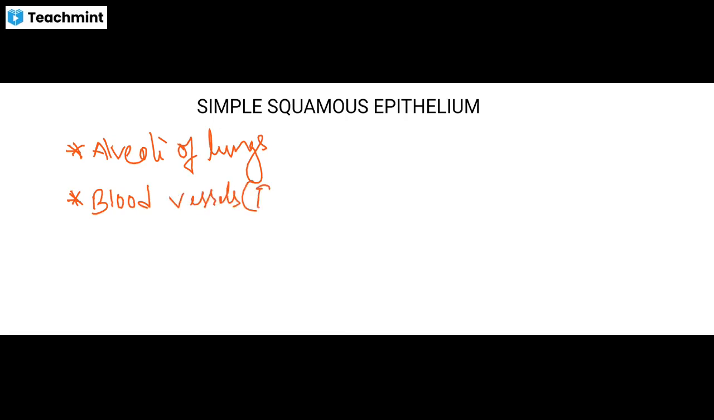Simple squamous epithelium is seen in the alveoli of lungs. It is also seen in blood vessels, where the simple squamous epithelium is called endothelium. So simple squamous epithelium is seen in blood vessels, and we call it endothelium.